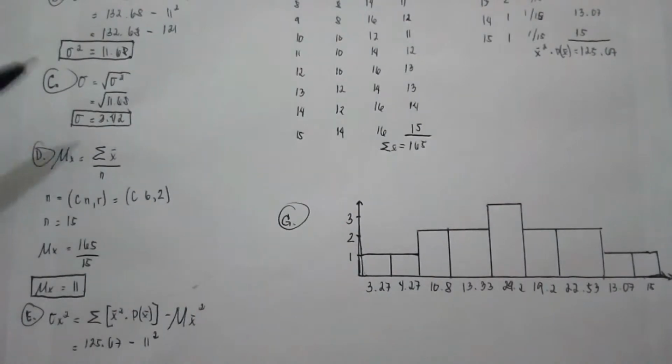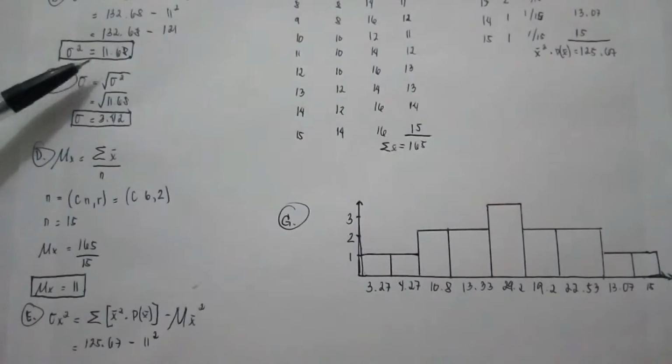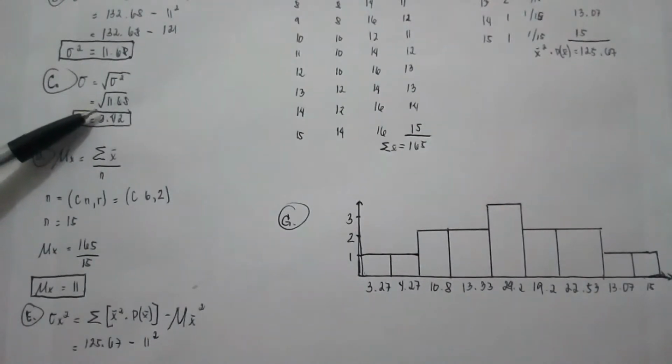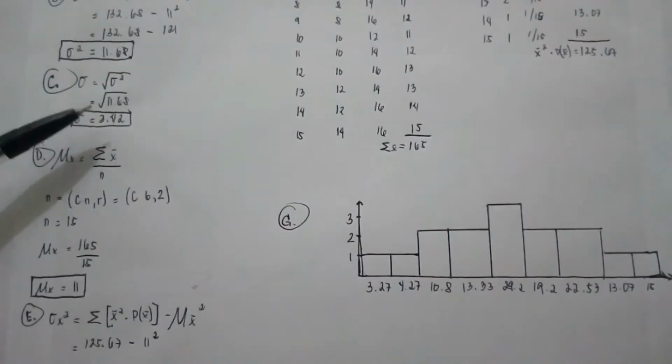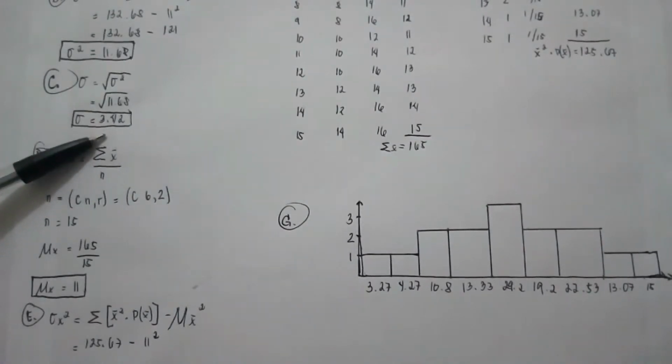Ang next na kukunin ay ang value ng standard deviation. Para makuha ang value nito is square root lang ang value ng variance, which is 11.68. Square root of 11.68 equals 3.42. Ito na yung value ng standard deviation.